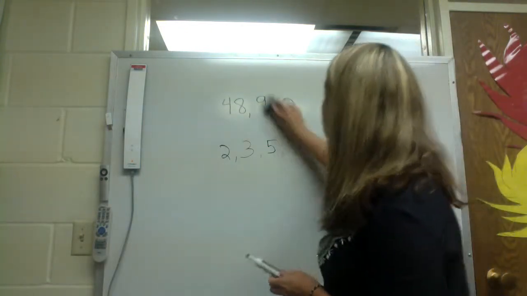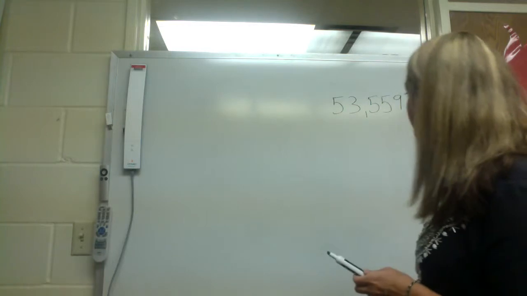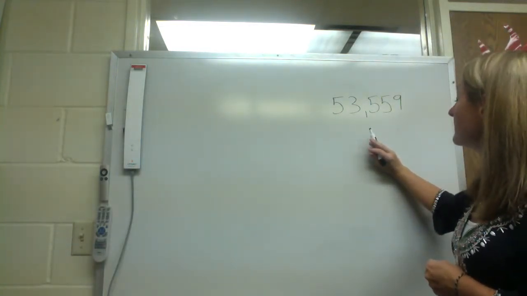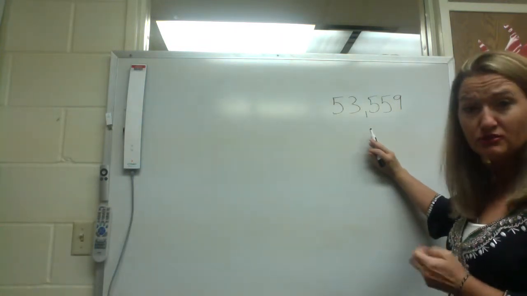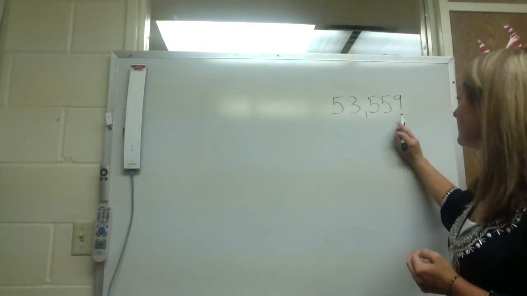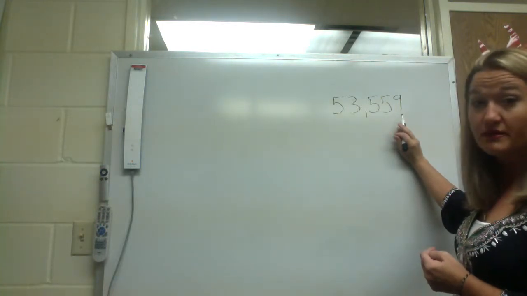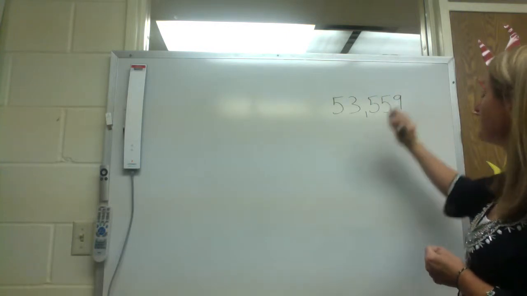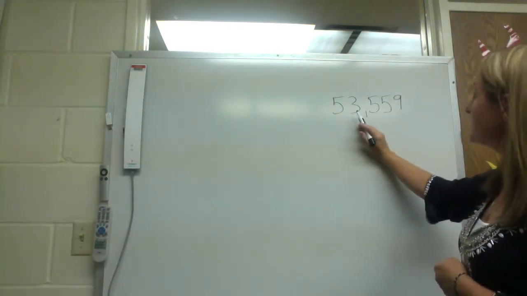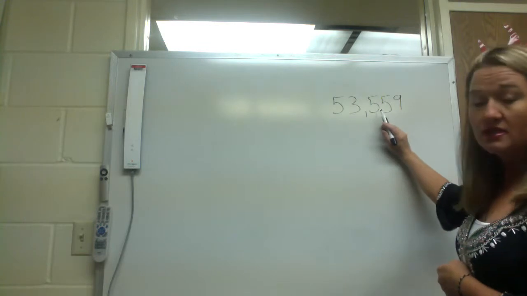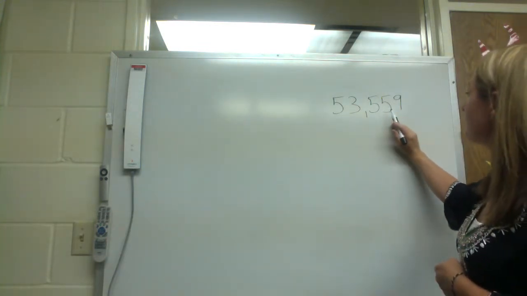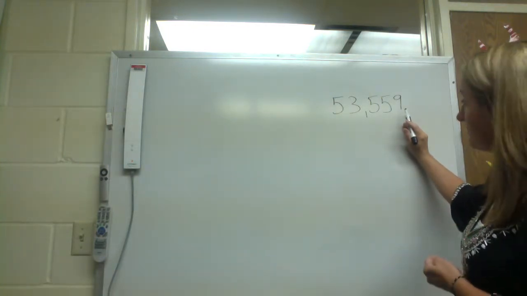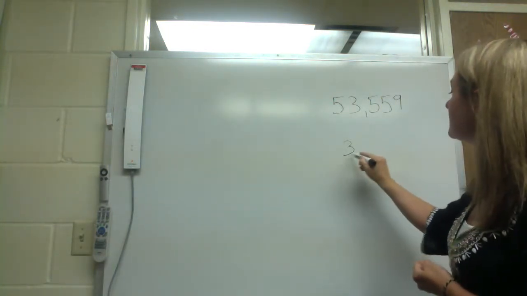Now let's look at this next number. We've got 53,559. Let's check for 2. Remember, for 2, is it an even number? Well, it ends in 9, so no. It's not divisible by 2. Let's check for 3. Remember with 3, we add all the digits up and see if that number is divisible by 3. So 5 plus 3 is 8. 8 plus 3 is 13. 13 plus 5 is 18. 18 plus 9 is 27. Again, is 27 divisible by 3? Yes, so 3 is a factor.